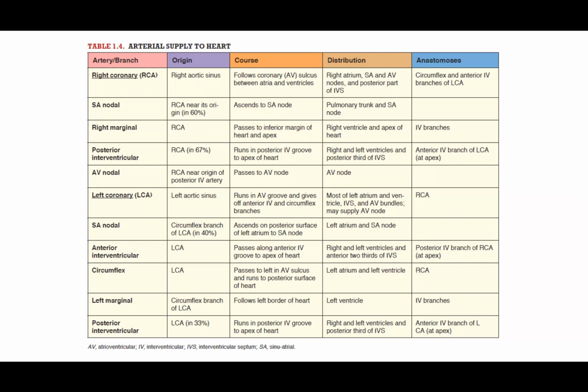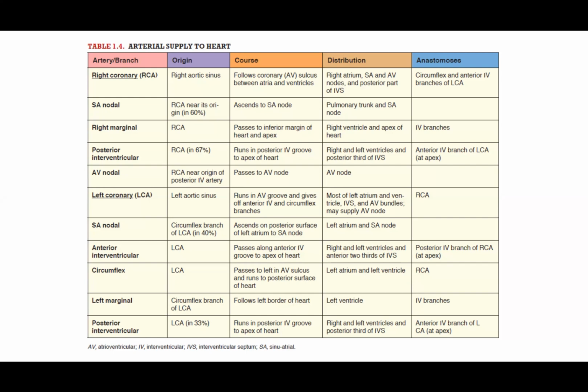The right and left coronary arteries arise from the corresponding aortic sinuses at the proximal part of the ascending aorta, just superior to the aortic valve, and pass around opposite sides of the pulmonary trunk. The right coronary artery arises from the right side of the aortic sinus of the ascending aorta.